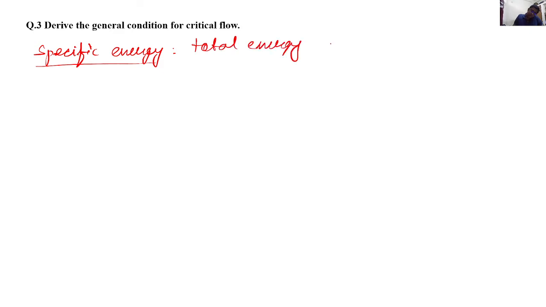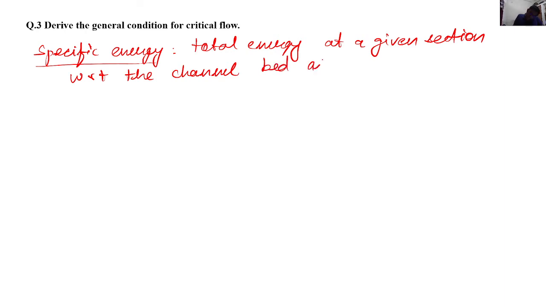But before going to the third question, which was asked in the discussion forum, I would like to derive the general condition for critical flow. So it is basically dependent on something known as the specific energy, and I discussed it also in the video lecture for assignment 0, which is available on the YouTube channel. So specific energy, you all know, is nothing but the total energy at a given section with respect to the channel bed as the datum.